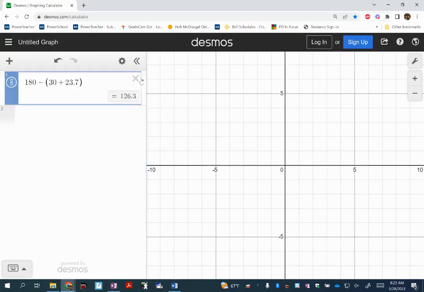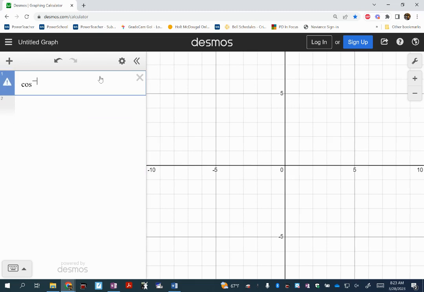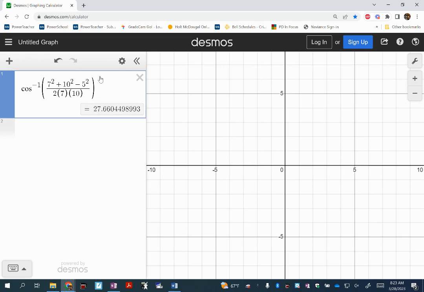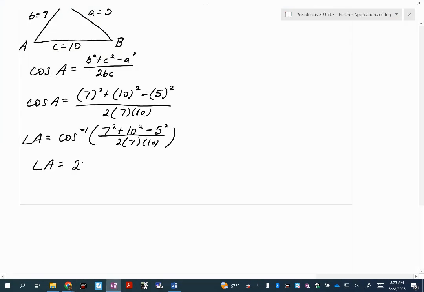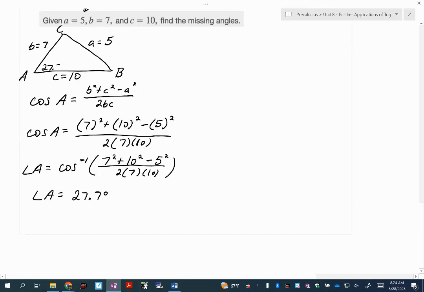All right, so let's delete this. I have cosine to the negative first power of my fraction. Let me see if I can remember it. I believe it was 7 squared plus 10 squared minus 5 squared over 2 times 7 times 10. Confirm I have that. 7 squared, 5 squared. Okay, looks good. So rounded is 27.7 degrees. So angle A is 27.7 degrees.